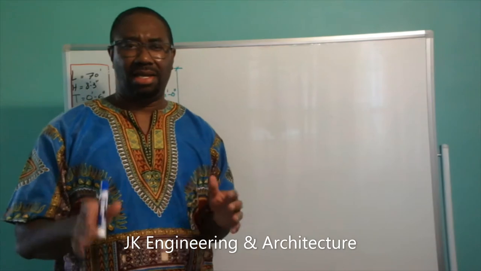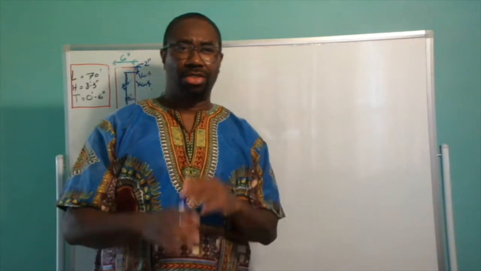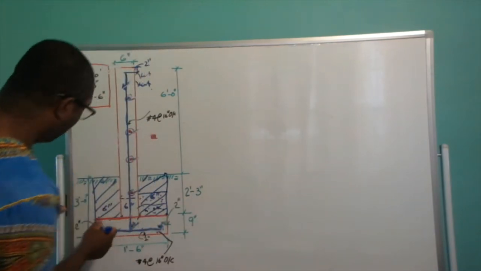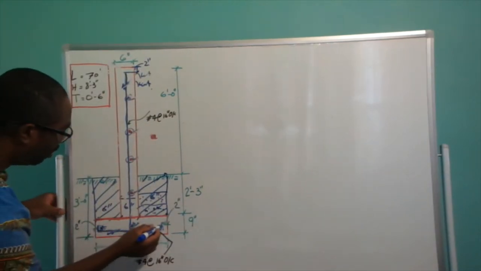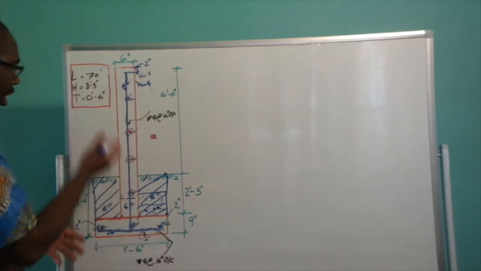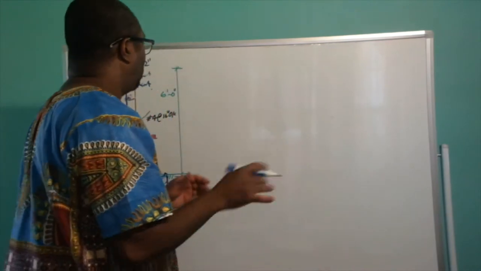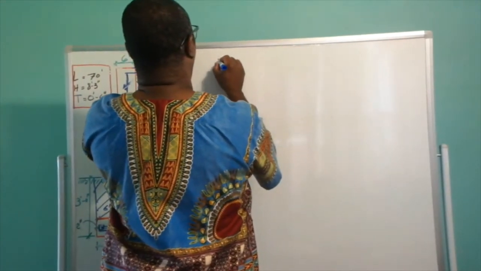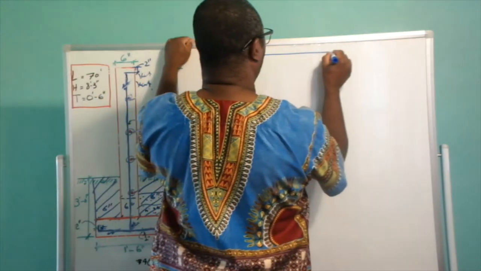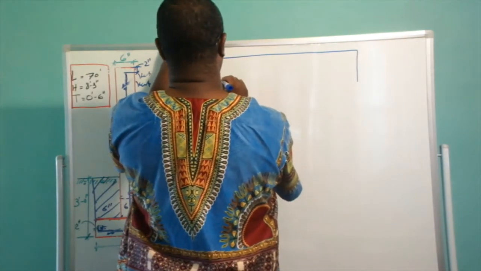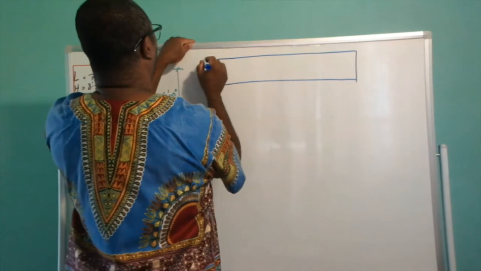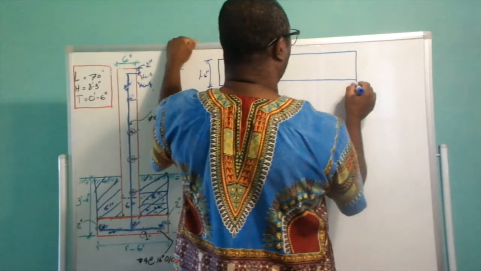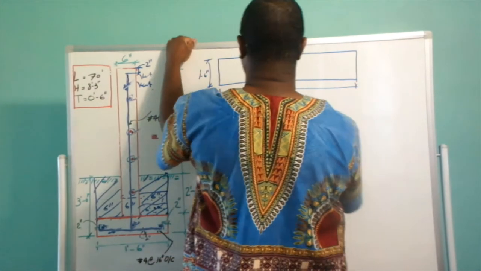Now I'm going to be calculating the longitudinal bars. The longitudinal bars, as I've mentioned to you before, are these bars here. We have three in the footing itself, and we have four in the wall itself. Let me explain this before I get into it. Now, we know that the length of the wall footing is 70 feet. So we have our 1 foot 6 inches here as our width, and the length, which is 70 feet.